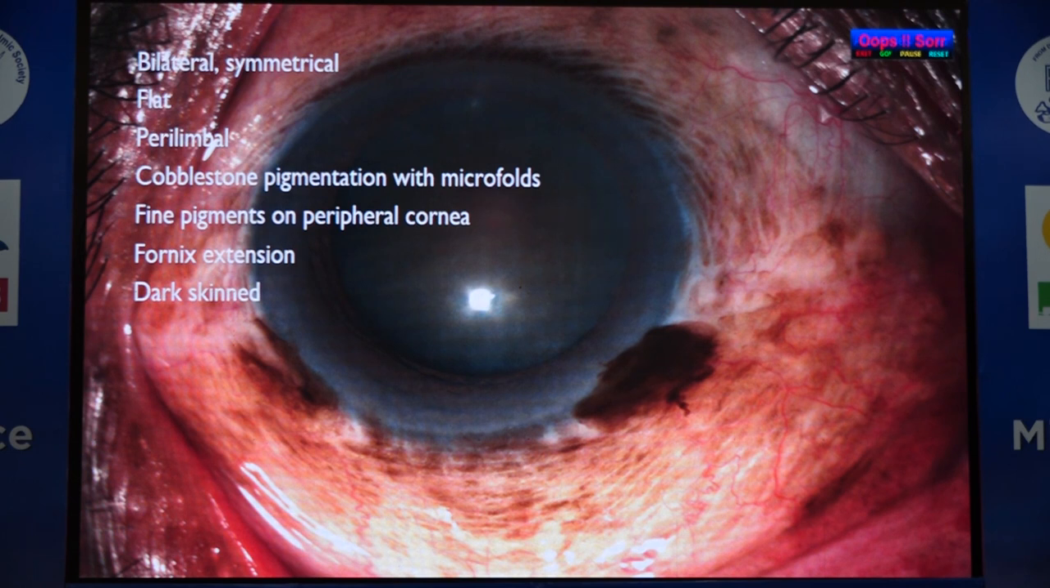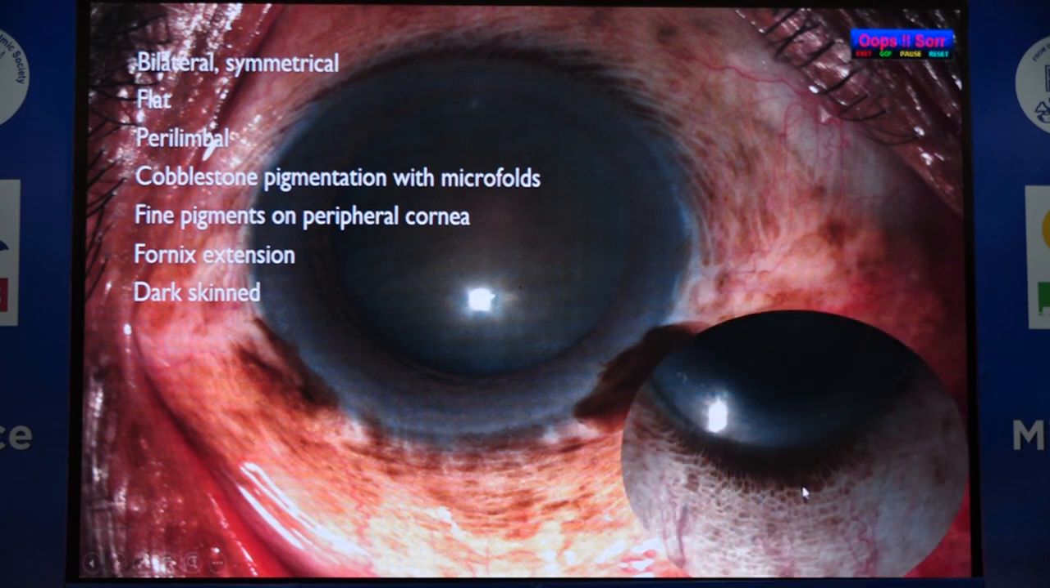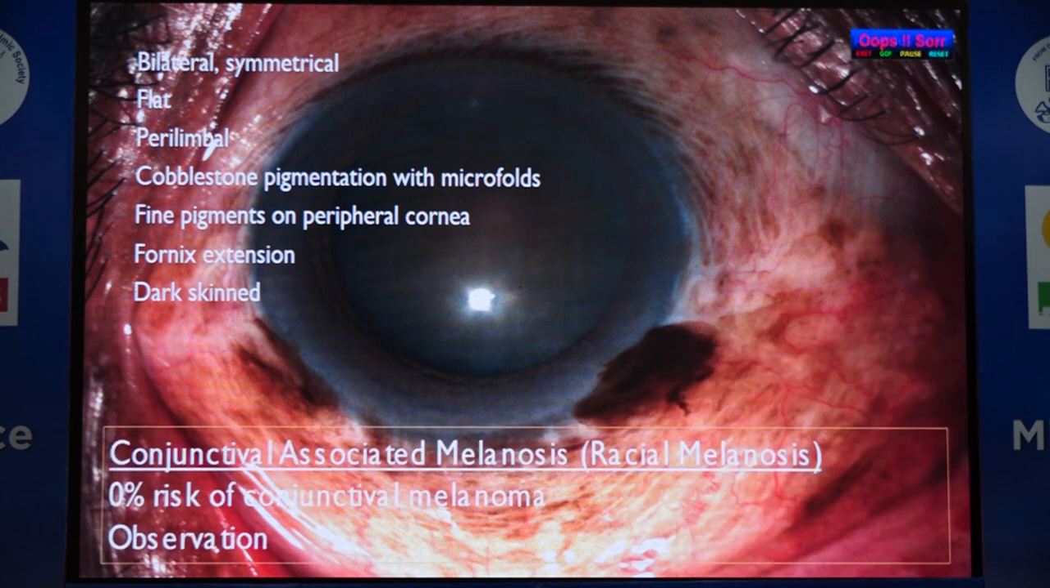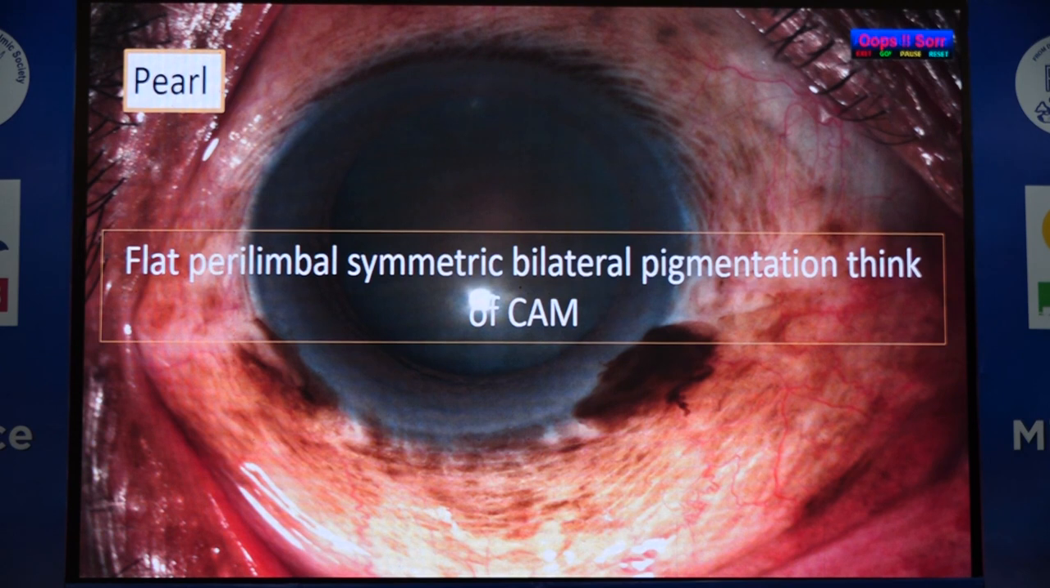It's bilateral, symmetrical, flat, perilimbal, cobblestone pigmentation with microfolds, which you see here. Fine pigments on the peripheral cornea. There can be fornix extension, usually in dark-skinned patients. So it is conjunctival acquired melanosis, or what we earlier used to call racial melanosis. There is 0% risk of conversion to conjunctival melanoma, so cataract surgery can be safely done. Flat, perilimbal, symmetric, bilateral pigmentation, think of racial melanosis.